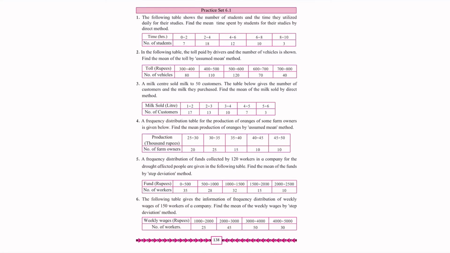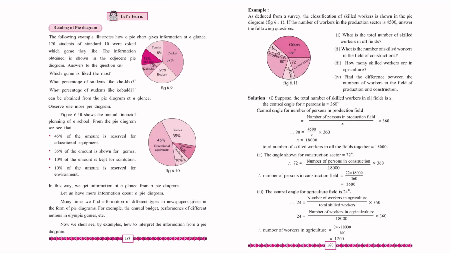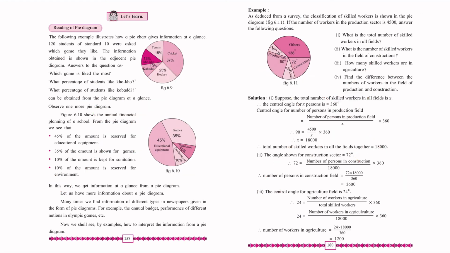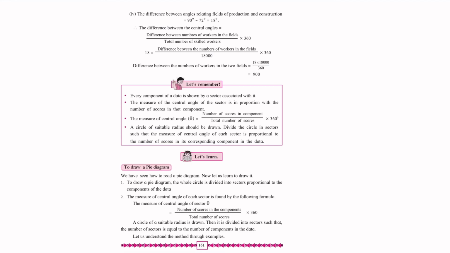Next, directly on 138, practice set 1.6. From this, numbers 2, 4, 5, 6 are reduced, meaning only the first and third questions will be there. Next, directly on page number 159, reading of the pie diagram is completely reduced. The full page 159 is cut, the full page 160 is cut, and on 161 this part is reduced, meaning the highlighted part is reduced. Let's remember and let's learn is there. The above part of it is reduced.